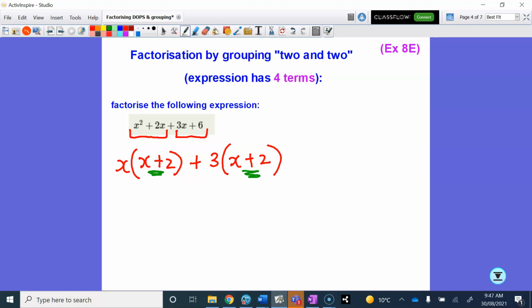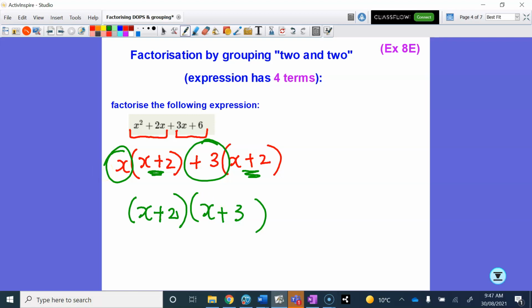So what that means is it's one of those that we've done in the past. We can take out a common factor of x plus 2 in one bracket, and then what I'm left with outside the brackets goes in the second bracket, so x plus 3 in the second bracket. So it's quite a convenient method to use if we've got 4 terms in our expression to start with. All right, I'm going to do another one.